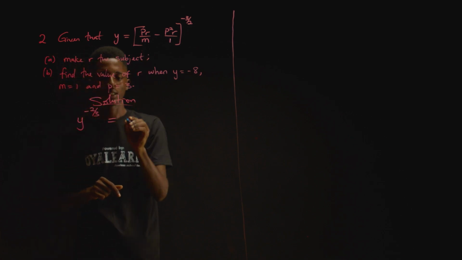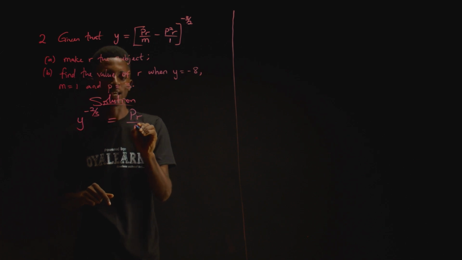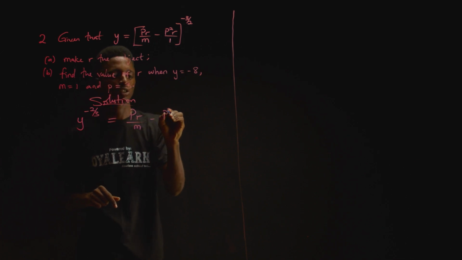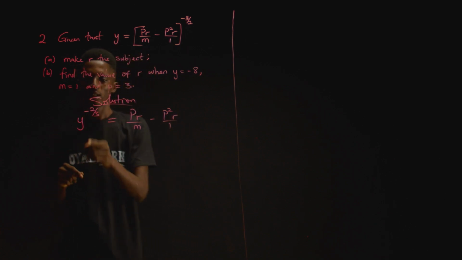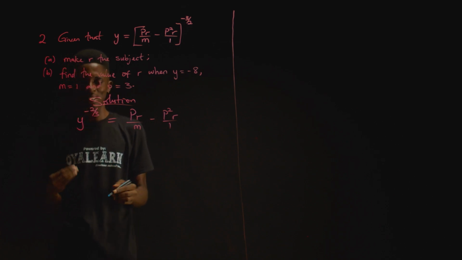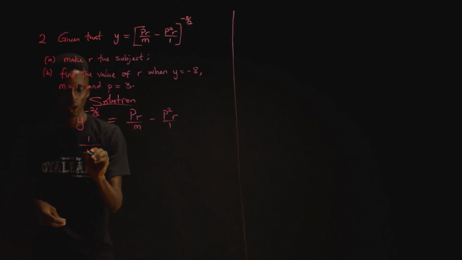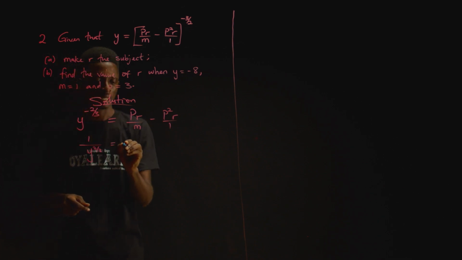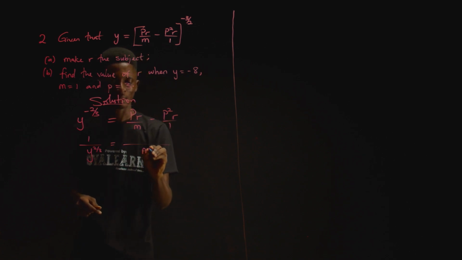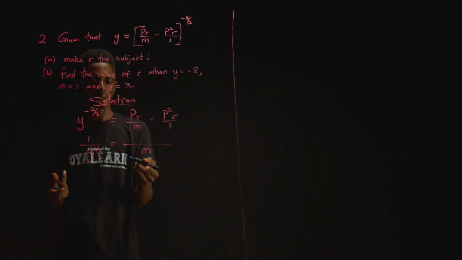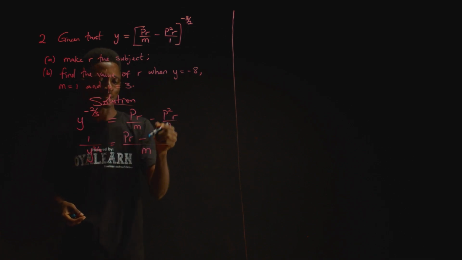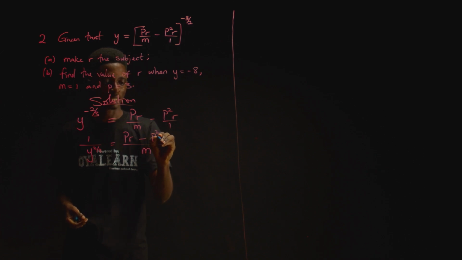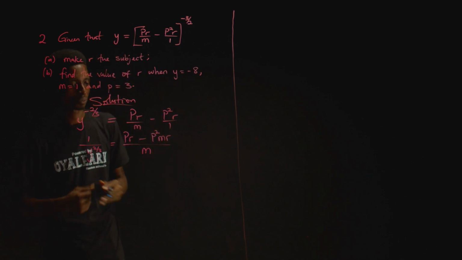And this equals, then we have this as pr over m minus p squared r, so let's say over 1. Now, this itself is a negative index, so to make it positive index, it then becomes 1 over y raised to the power of 2 over 3. And this equals, now LCM here is m. So when we take this, m here is 1. 1 times this, we have pr minus 1 here is m times this, you then have p squared mr.